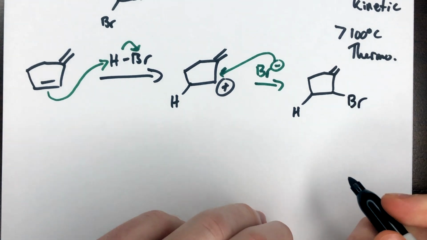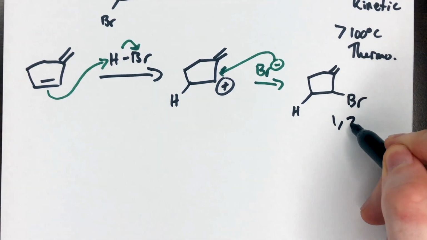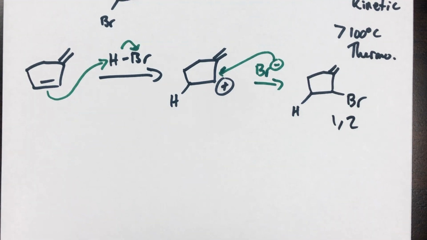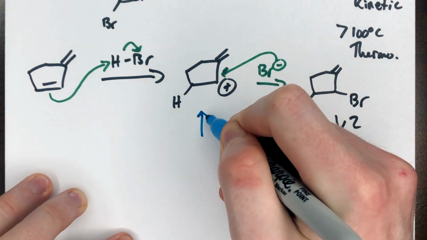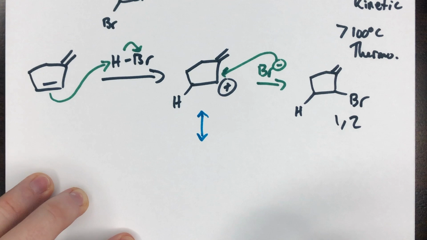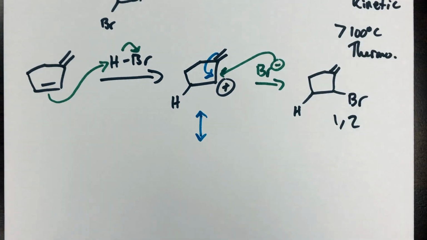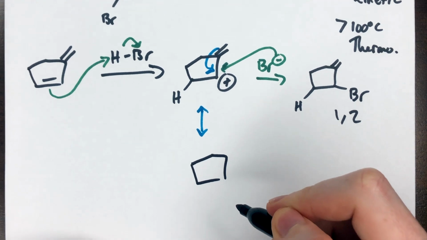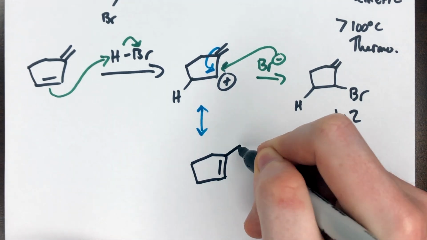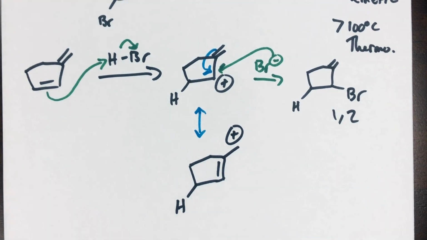So here would be one kinetic product, or the other one, I should say. Again, this is 1,2, because they're on adjacent carbons. And then, of course, we can have the resonance, like we had in the last case, and once again, this is going to be not favored. So if this pi bond goes down there like that, we would get a different carbocation, like here. And then again, the bromine can add to that carbocation.